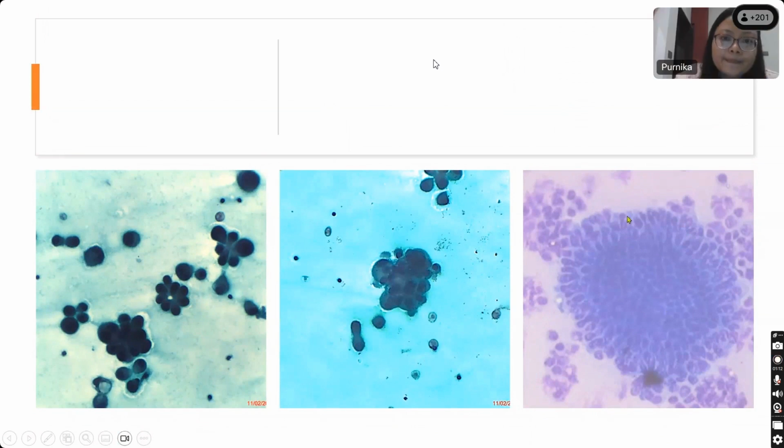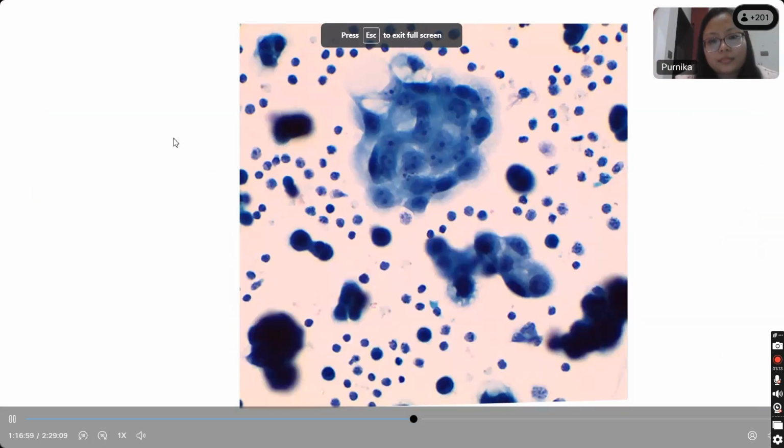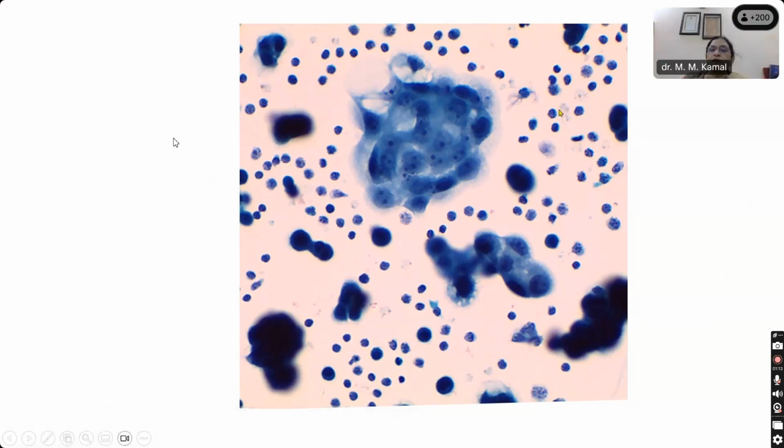And here you can see a huge cluster of hyperplastic cells, and again some more cells you are having over here. So do you feel that they are atypical? Or they are normal looking? So in which category would you like to put them? Now this cluster again, very clear. Yes, describe.